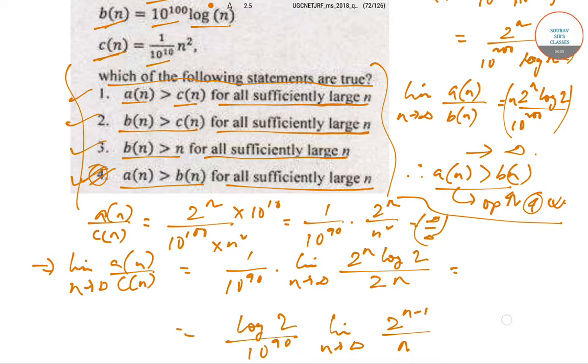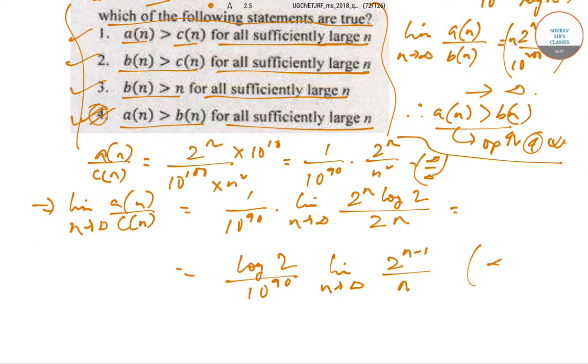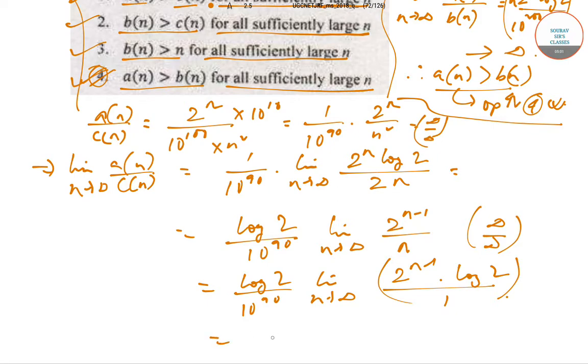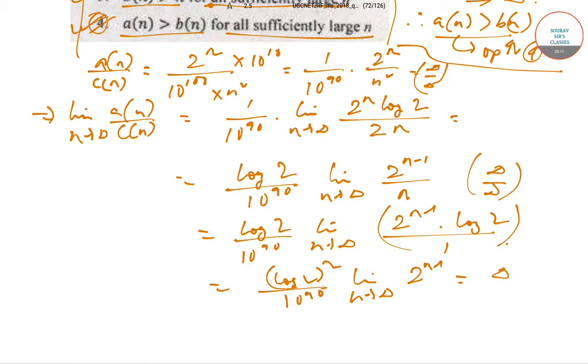And if we put infinity over here, this will again give us infinity by infinity form. So now we'll again use the L'Hospital rule over here. This will give us log 2 by 10 to the power 90 limit n tends to infinity 2 to the power n minus 1 into log of 2 by 1. So as you can see, this will give us log 2 whole square by 10 to the power 90 limit n tends to infinity 2 to the power n minus 1, and if we put infinity over here, this will give us infinity. So that gives us that a_n is greater than c_n as n tends to infinity. So therefore option 1 is also correct.